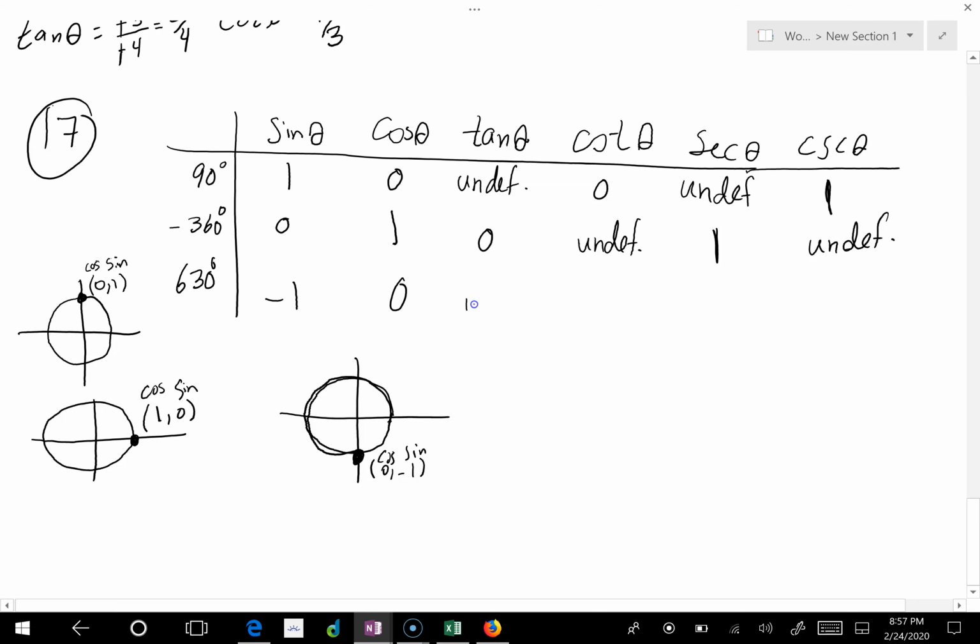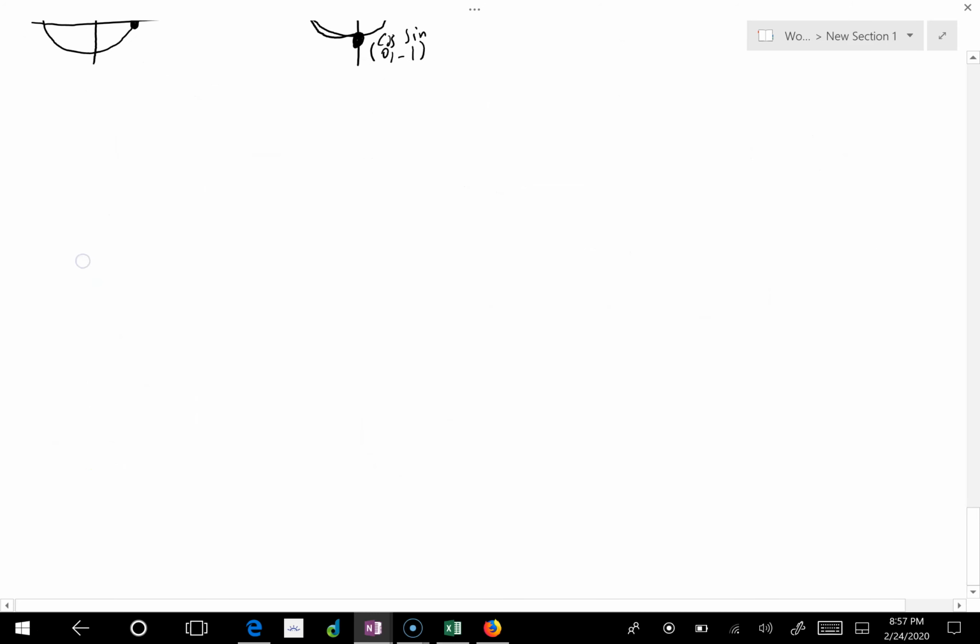Tan is sine over cosine, which is undefined in this case. And then cotan is cosine over sine, so it's 0 over -1, which is 0. Secant is the reciprocal of cosine, so it is undefined, and cosecant is the reciprocal of sine, which is negative. Okay, that's about this table. Going to the next question.